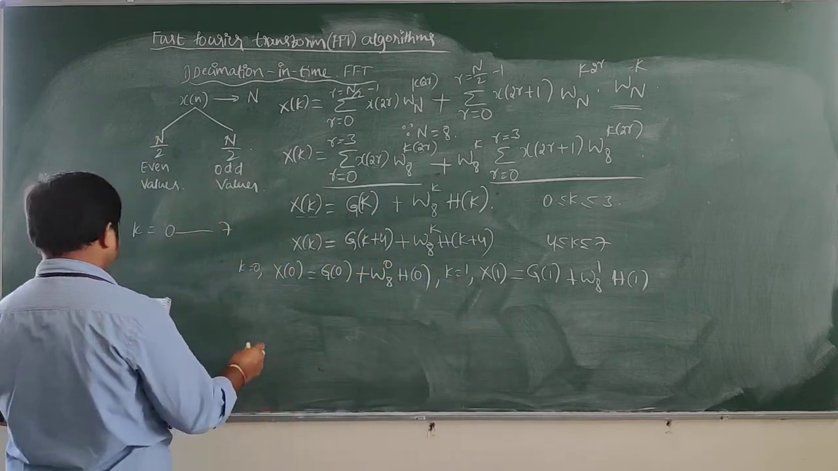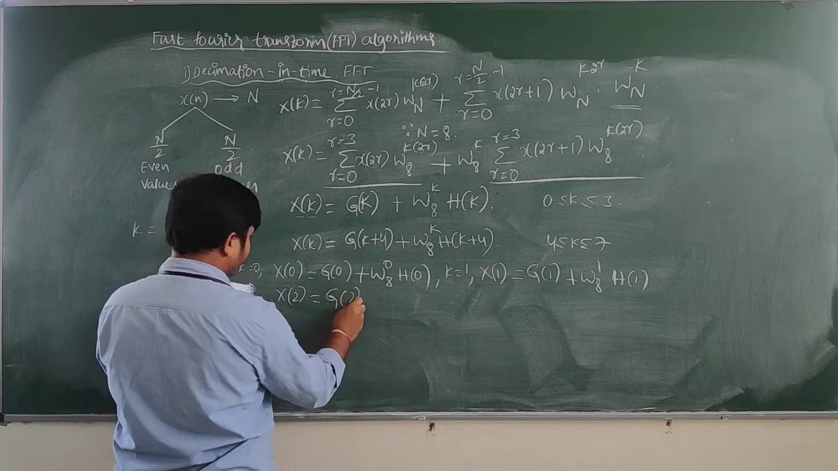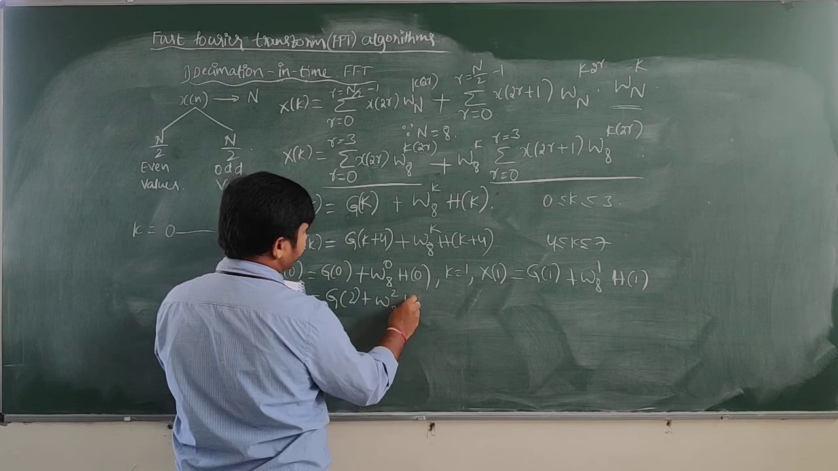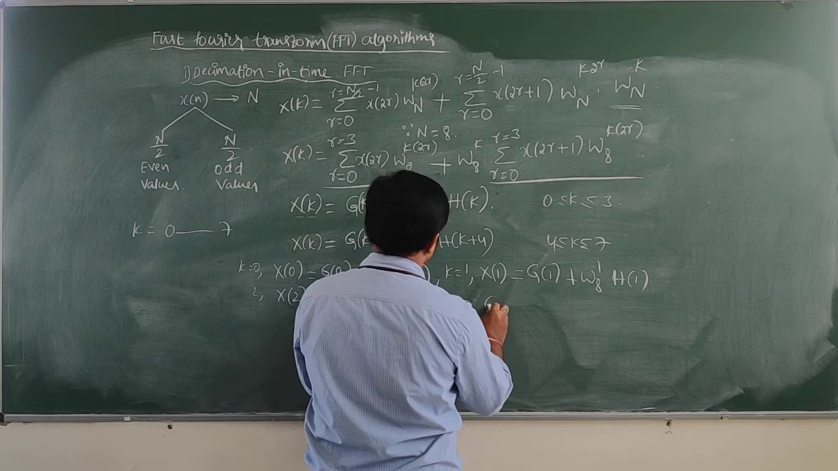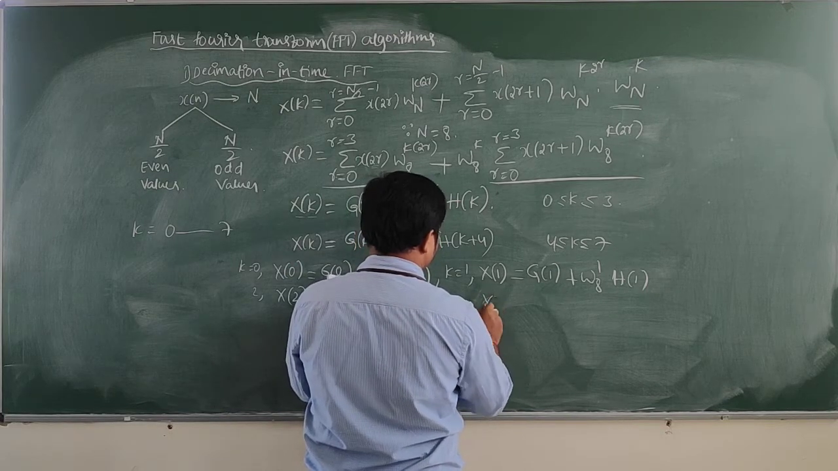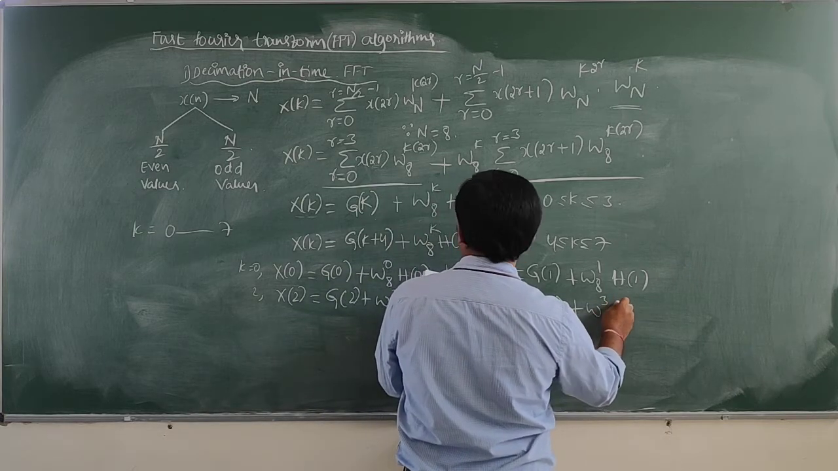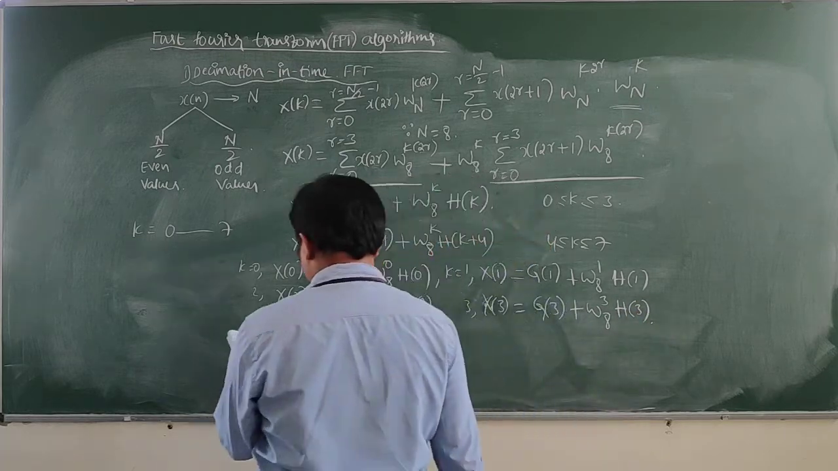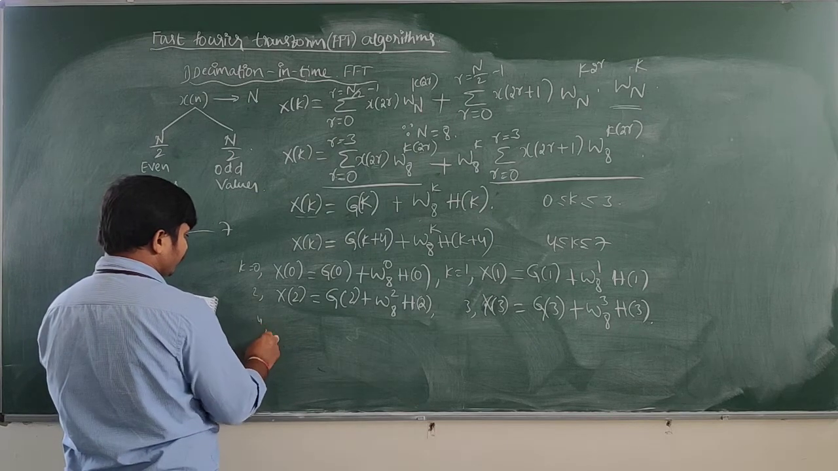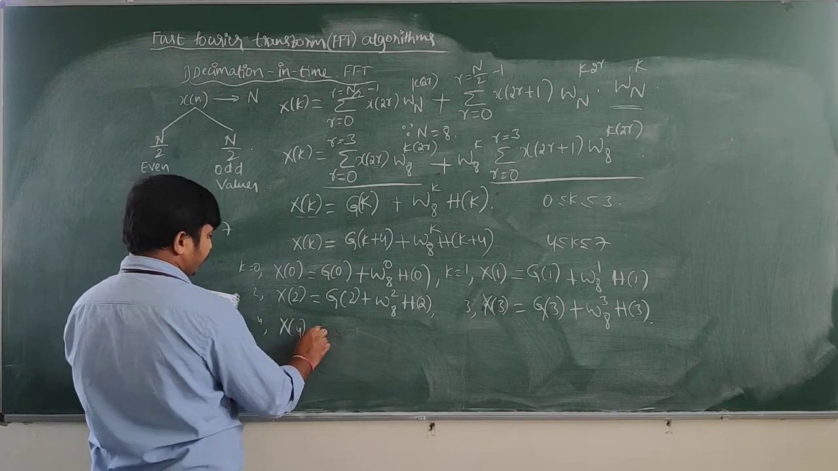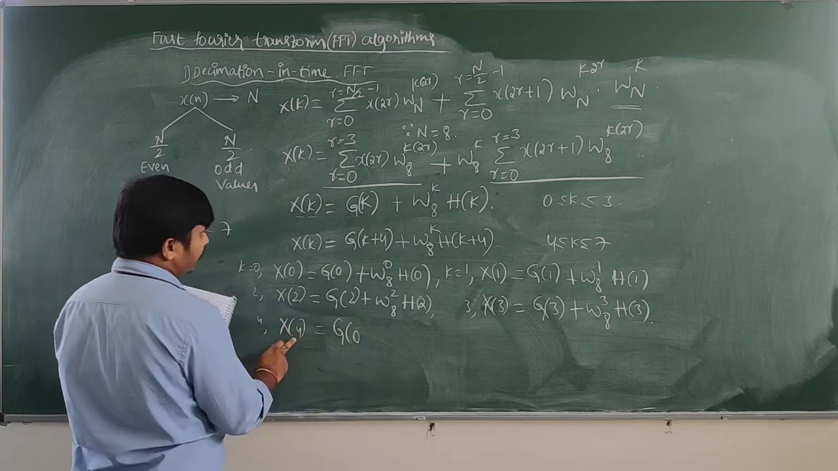Now put k is equal to 2: X of 2 is equal to g of 2 plus W8 power 2 into h of 2. Put k is equal to 3: X of 3 is equal to g of 3 plus W8 power 3 into h of 3. Now put k is equal to 4: X of 4 is equal to g of, sorry, g of 4.